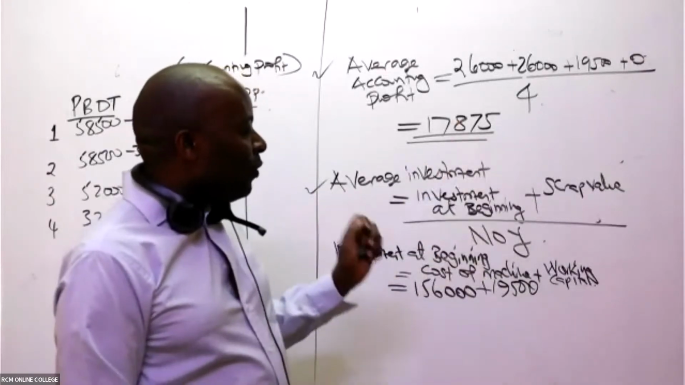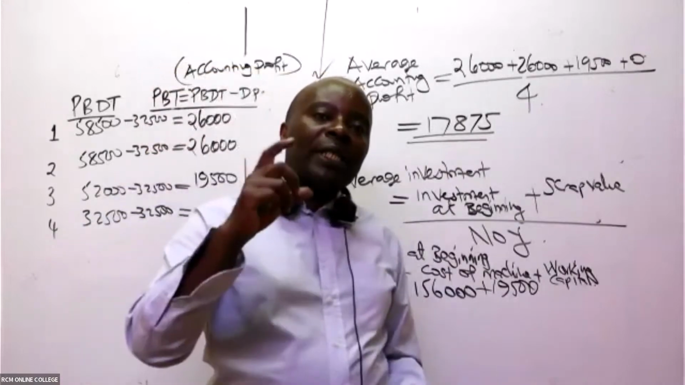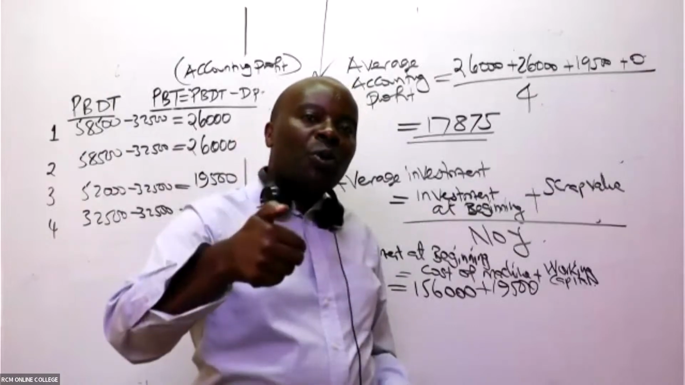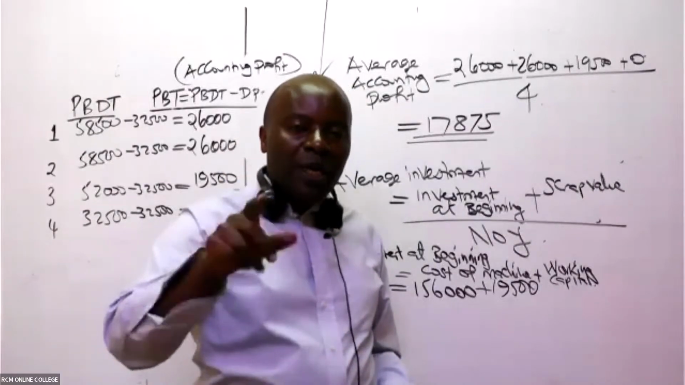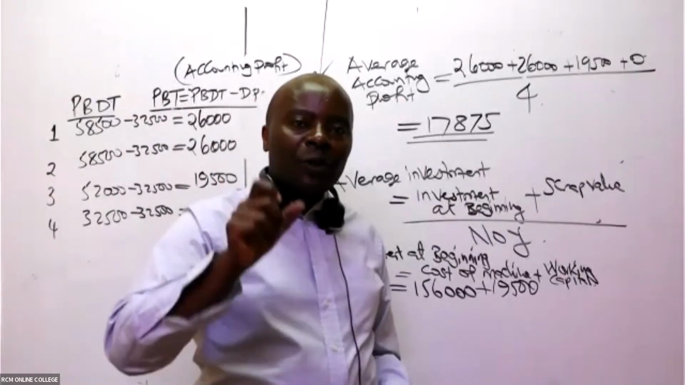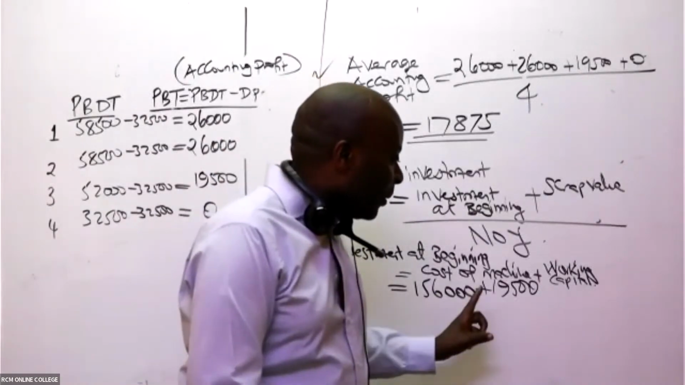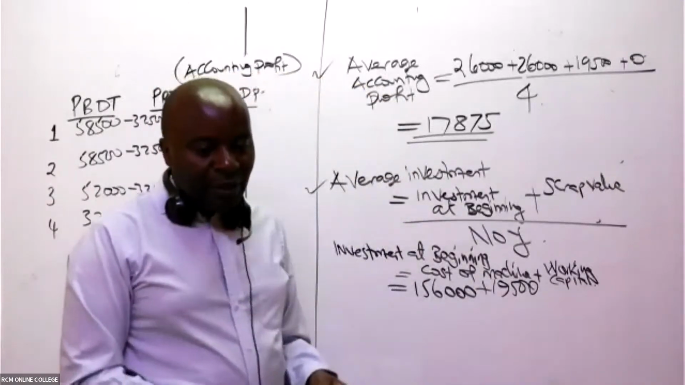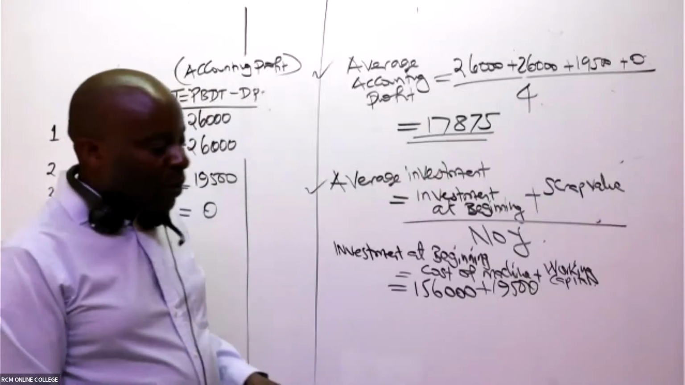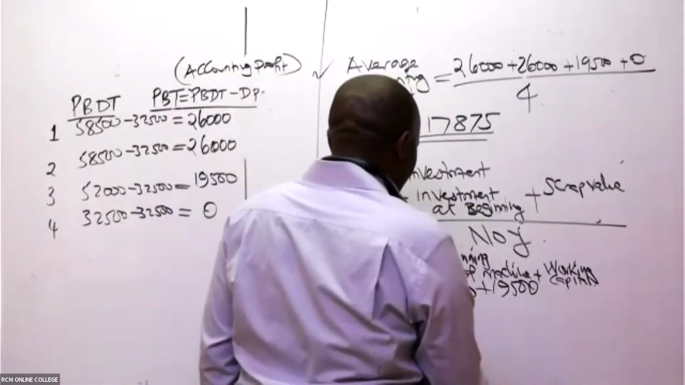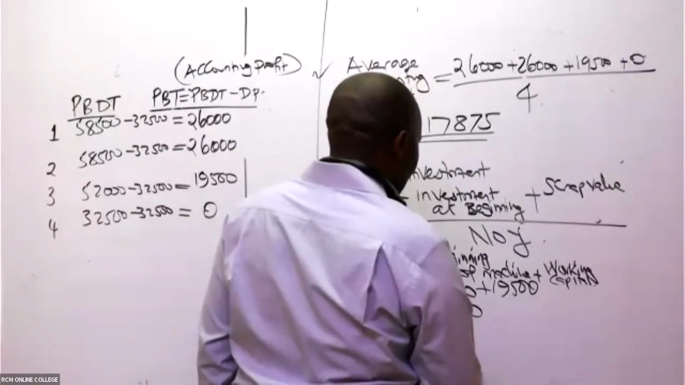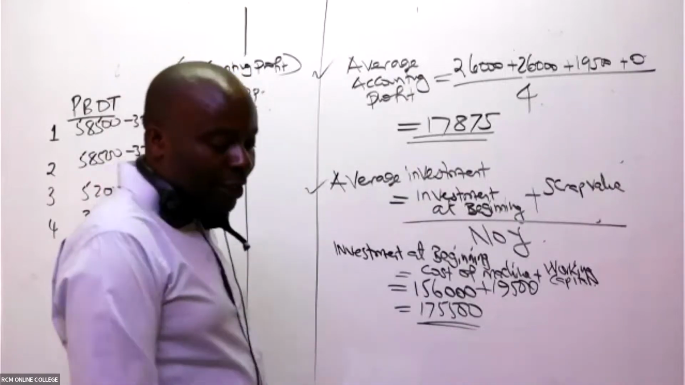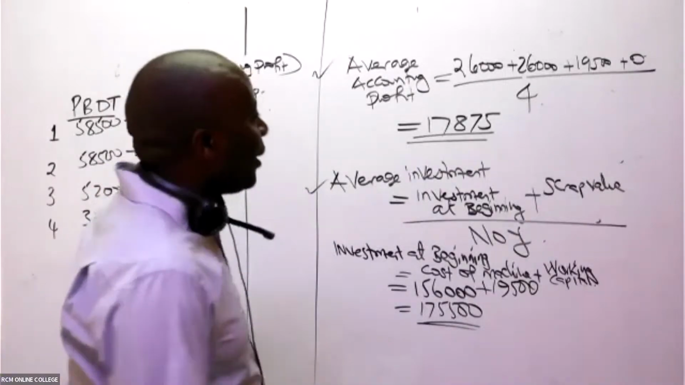But when you are looking at the total investment at the beginning, you look at how much we are giving to get this machine: 156,000. This machine will not be able to operate itself. We need some working capital, so plus 19,500. Is there somebody who can give me this amount, ladies and gentlemen? This gives us 175,500.